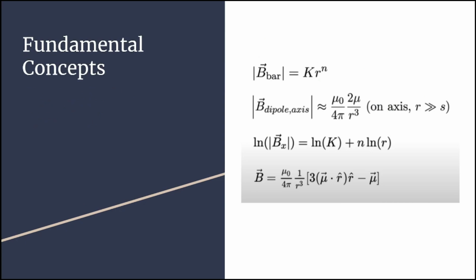So, some fundamental constants that we used was mainly the fact that the magnitude of a magnetic dipole on axis is relatively equal to mu naught over 4 pi times 2 mu over r cubed. And this is for when it is on axis and when r is much, much greater than s.